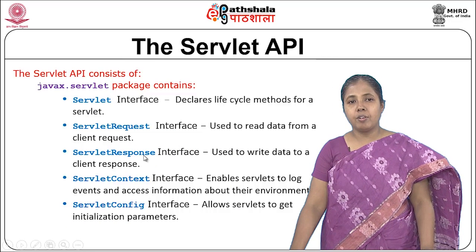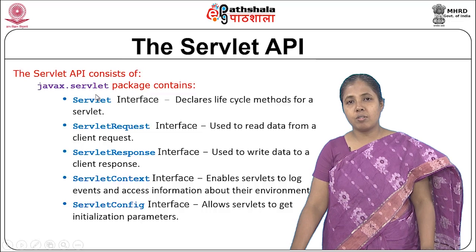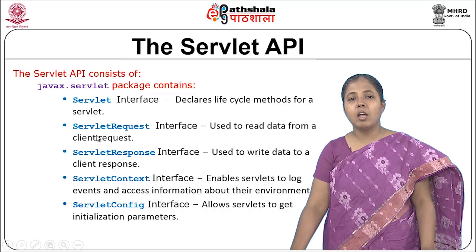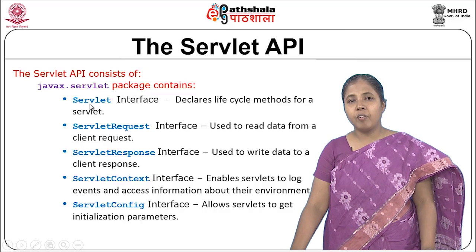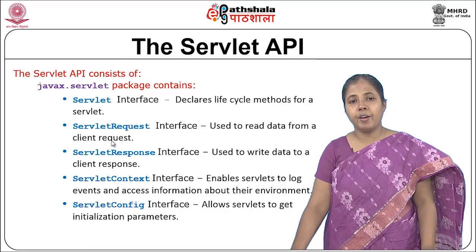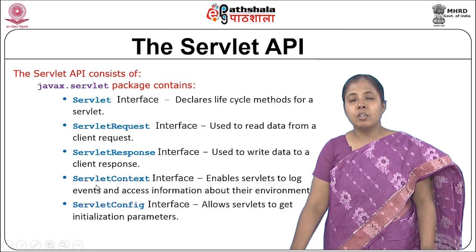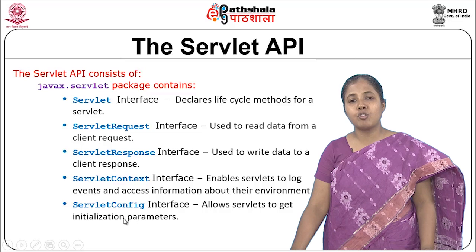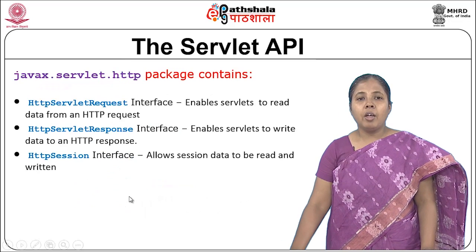Now, let us see what these packages contain. The servlet API consists of the package called javax.servlet, and in this package we have 5 interfaces: Servlet, ServletRequest, ServletResponse, ServletContext and ServletConfig. The Servlet interface declares the lifecycle methods for a servlet, and the ServletRequest interface helps the servlet read data from a client request. The ServletResponse interface is to write a response or data back to the client. Using the ServletContext interface we can enable the servlet to log events and access information about the environment. And the ServletConfig interface allows the servlets to get the initialization parameters.